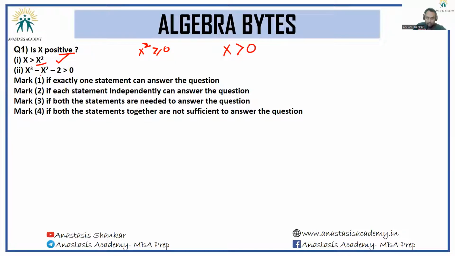Data point 2: x cube minus x square minus 2 is greater than 0. This means x cube is greater than x square plus 2, which means x cube is positive. And if x cube is positive, of course, that also means x is positive. So data point 2 is also independently sufficient. So data 1 and data 2 both are independently sufficient. The answer to the question should be option 2. Mark 2 if each statement independently can answer the question.